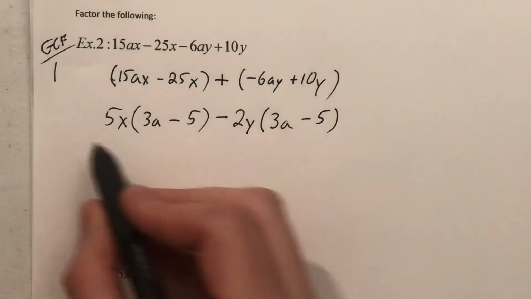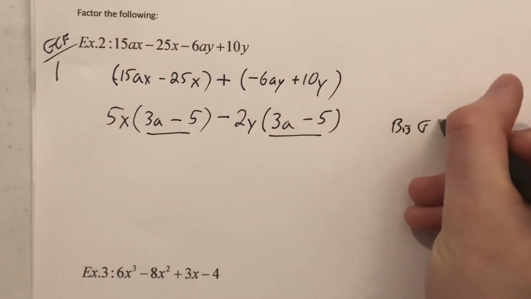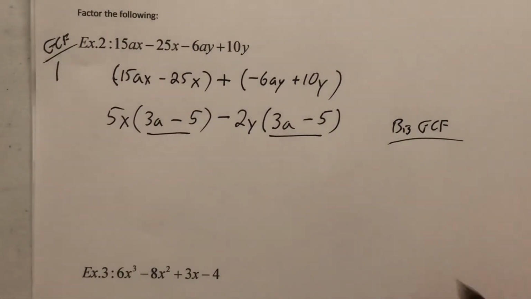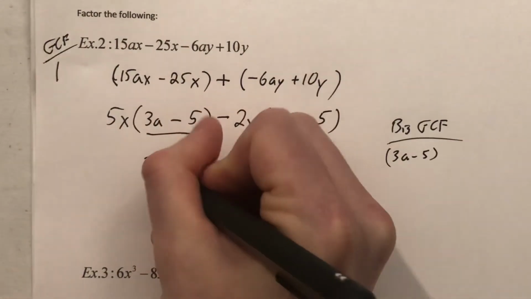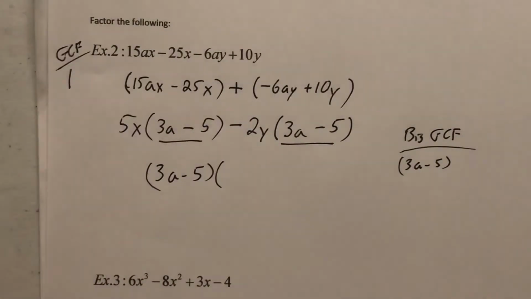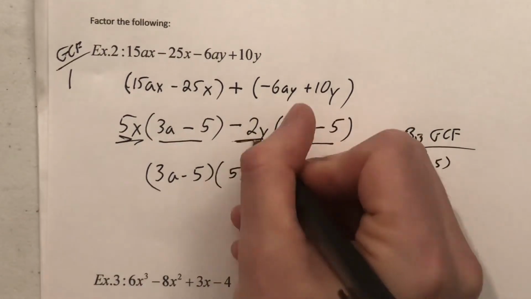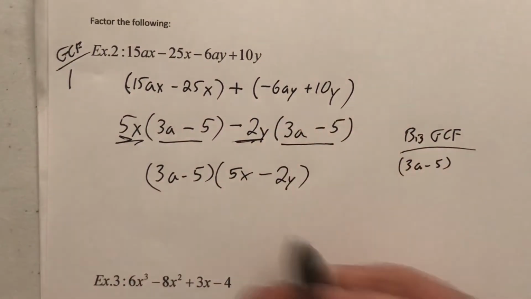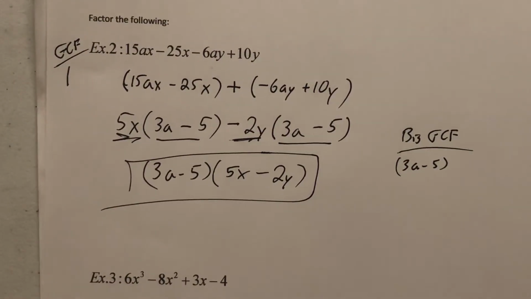Most importantly, though, in this form, we again see we have our big GCF. This time it's 3a minus 5. So 3a minus 5 in common. And then we ask for those leftovers. Well, in front of it there is 5x. In front of it there is minus 2y. And there's our factored answer.